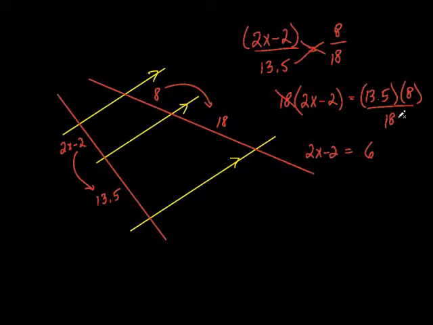It would work either way. All right, I think this might be a little bit easier. Now the rest of it's a piece of cake, isn't it? Add a 2 to both sides. So 6 plus 2 is 8. Divide by 2. X is 4. And there's your answer right there.